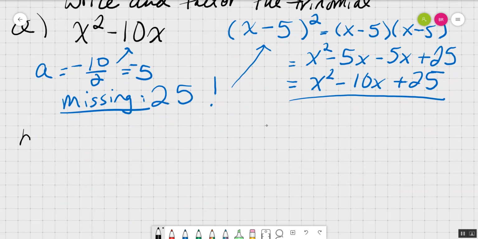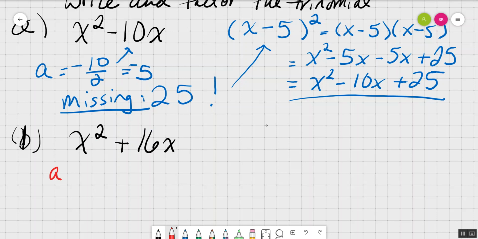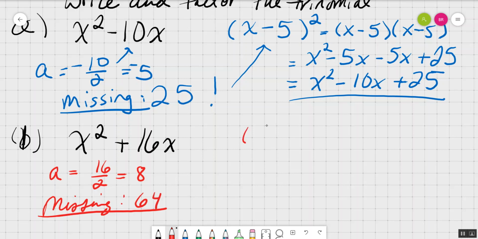Let's try this again. Let's do B, x squared plus 16x. Okay, so same game, positive 16. So what's my a value going to be? 16 over 2. It should be 8, which means I'm hoping you notice that the value that's missing is just that squared. So the missing value for this should be 64. Let's multiply the factored form out to see if that's true. So x minus 8 squared. Well, not minus 8, this is positive, sorry. Always watch for the sign on your a.